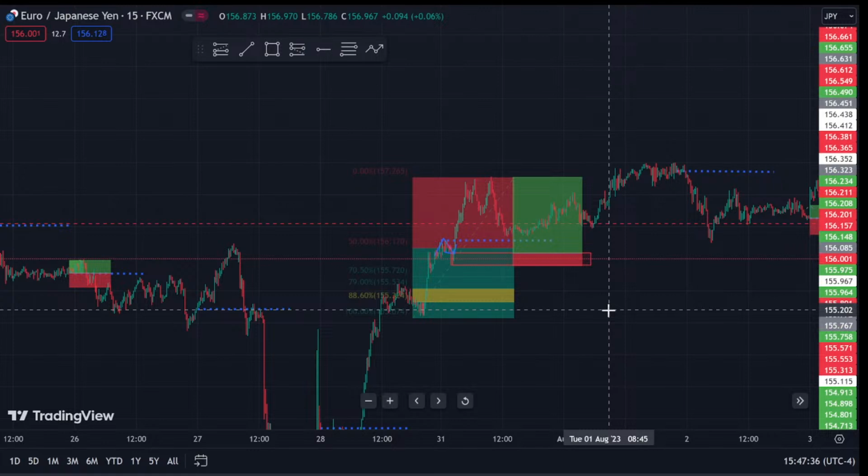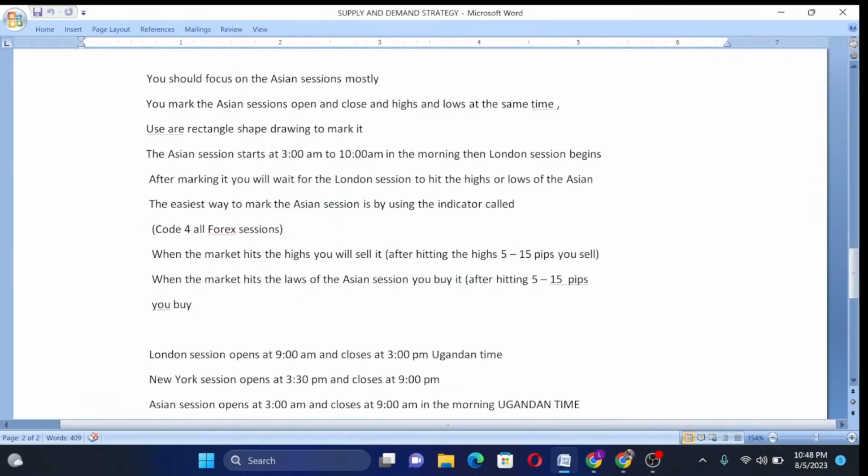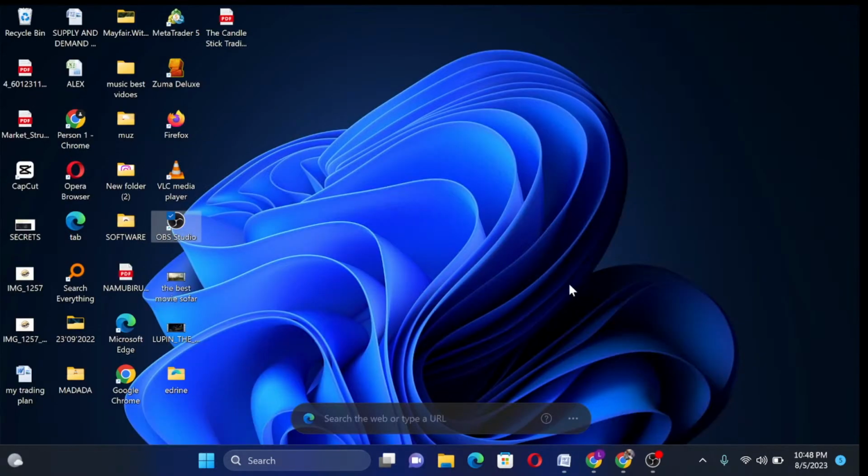For the Fibonacci, when in a downtrend, 100% should be at the recent highs and 0% at the recent lows that have been created. When in uptrends, 100% should be at the recent lows and 0% at the recent highs that have been created. Those are the rules, and let me show you these rules that I've been reading. They are right here in the notes.